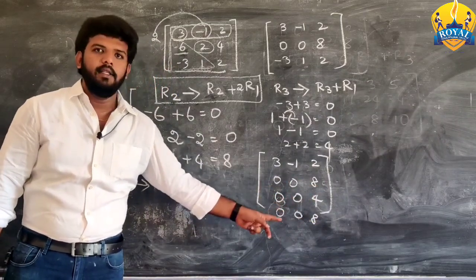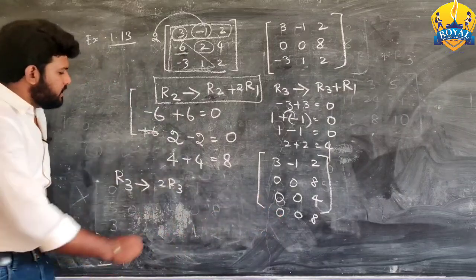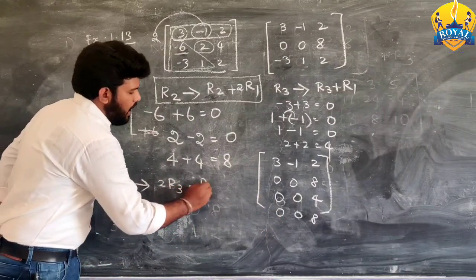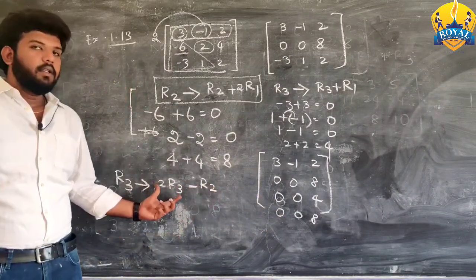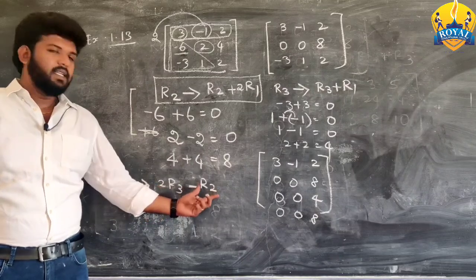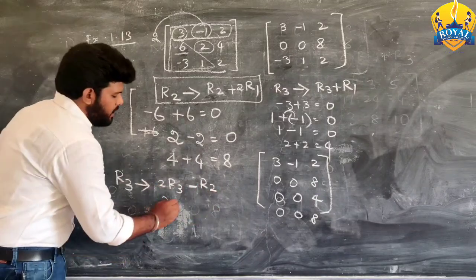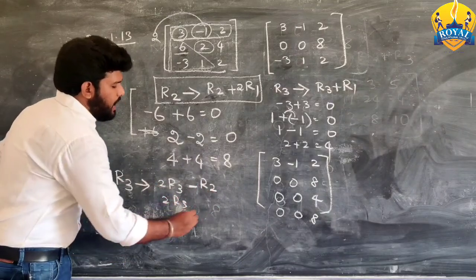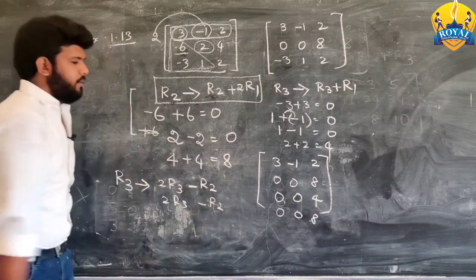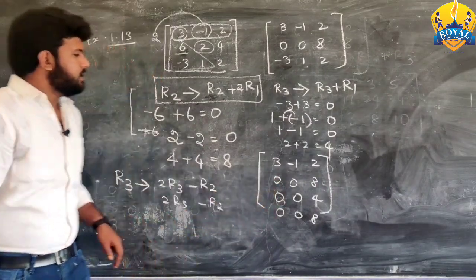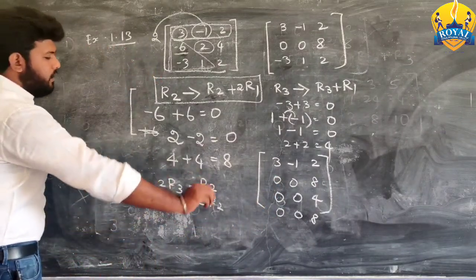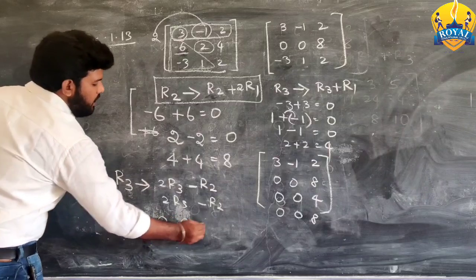எங்க R3 ல தான் இந்த ட்ரான்ஸ்ஃபர் பண்றாங்க. ஓகே? So minus R2. 2R3 minus R2. So 2R3 ஃபர்ஸ்ட் பண்ணிட்டீங்க, அதோட R2 மைனஸ் பண்ண போறீங்க. Right? So I'm going to minus. அப்ப என்ன ஆகும்? The third row fully becomes 0 0 and 0.